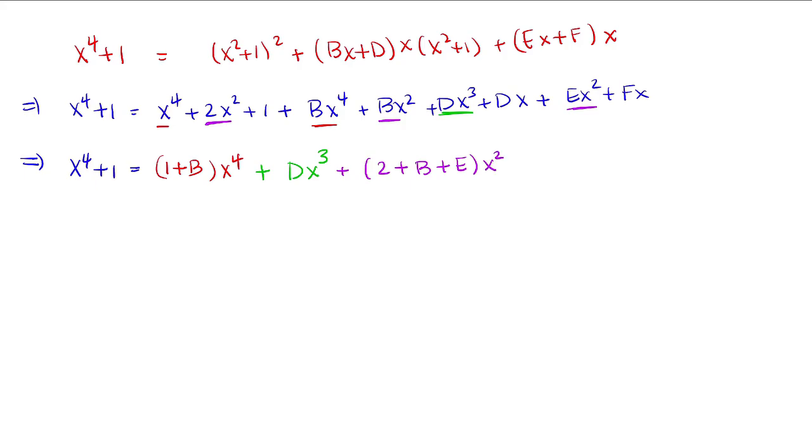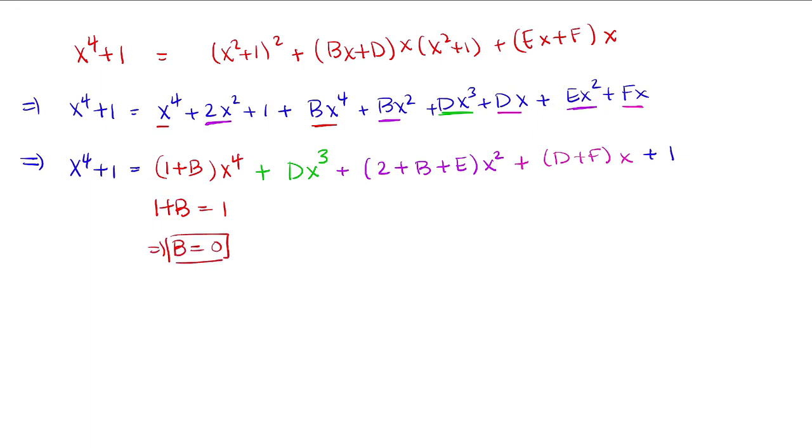Then move on to the linear terms. So for the linear terms, I have dx and fx, so I have plus d plus f times x, and then finally my constant term, well, the constant term is equal to 1, so plus 1, we know that. All right, so now, one more time, I know that since the left-hand side is equal to the right-hand side, then 1 plus b, the coefficient of x to the fourth, has to be equal to the coefficient of x to the fourth on the left. So from there, I know that 1 plus b must be equal to 1. Therefore, b is equal to 0.